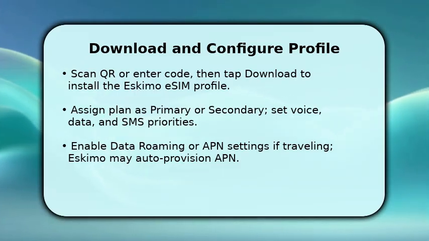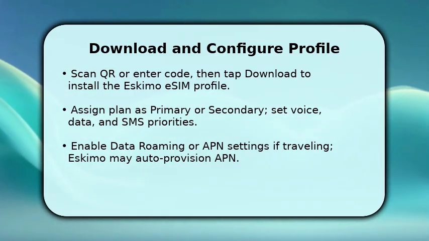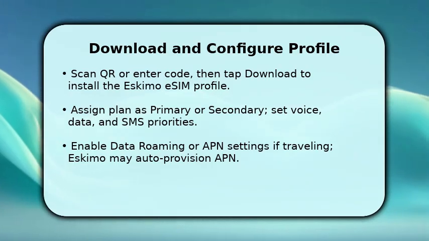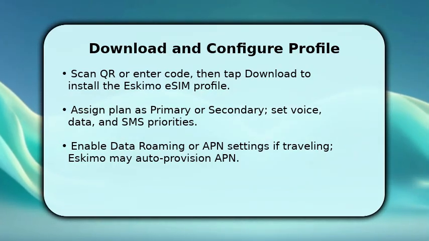If you're traveling, enable data roaming or confirm the APN settings. Eskimo usually auto-provisions APN, but check manually if you see no data.